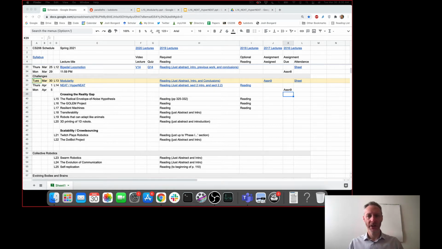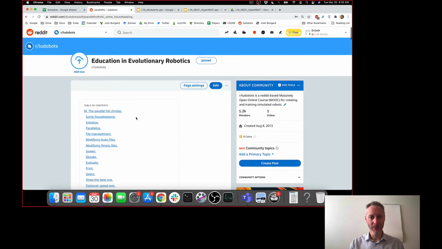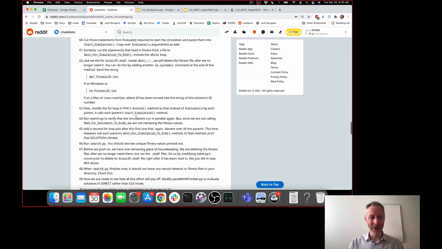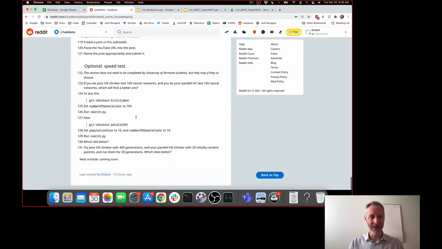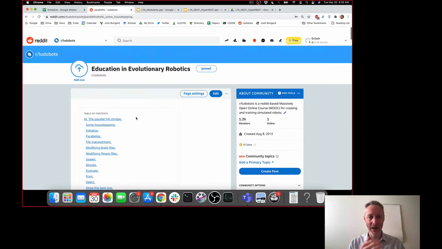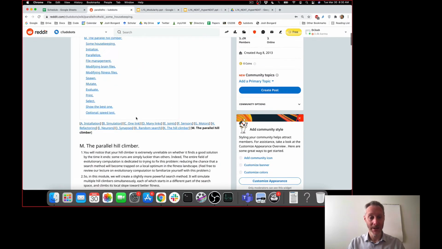We are carrying on today with our new theme on open challenges in the field of evolutionary robotics. Before we get to that, you are now working on assignment 9, which is the parallel hill climber. This is arguably the longest assignment you're going to tackle. So as always, please start as soon as you can on assignment 9.